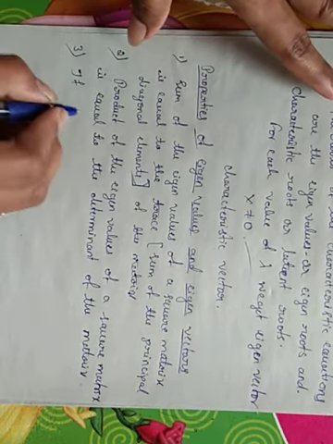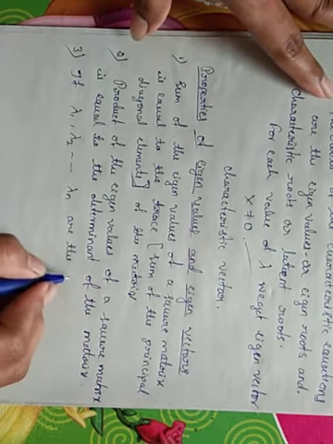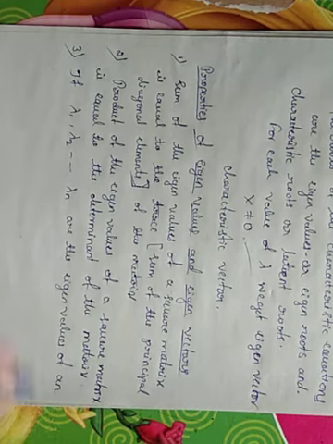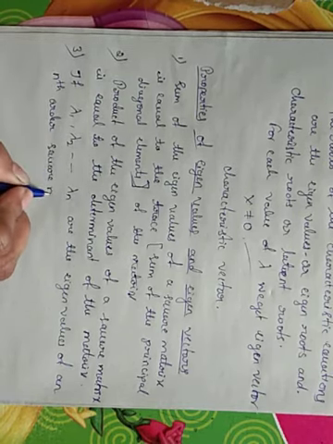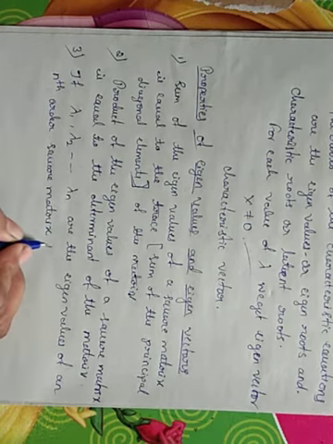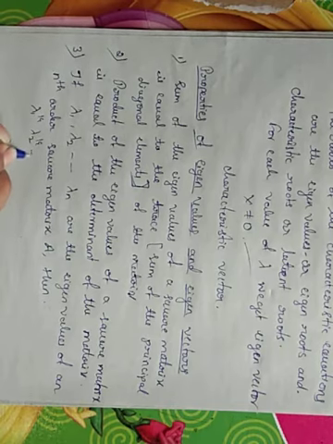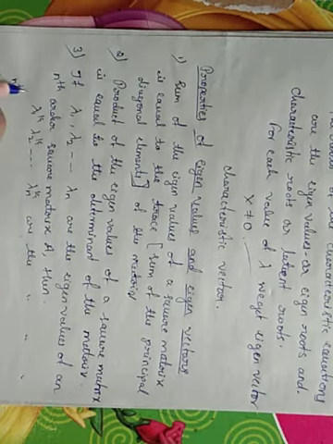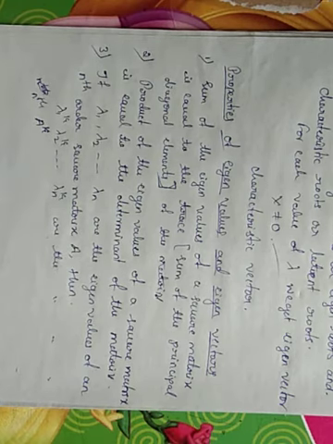And third property says that if lambda 1, lambda 2, so on lambda n are the eigenvalues of an nth order square matrix A, then lambda 1 raised to k, lambda 2 raised to k, so on lambda n raised to k are the eigenvalues of a matrix A raised to k.